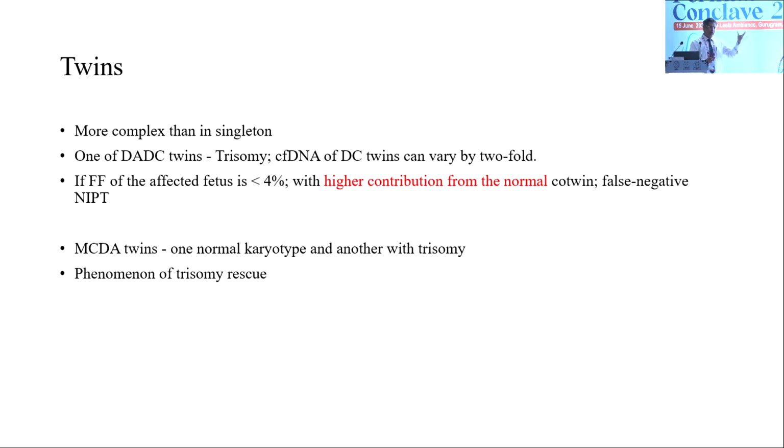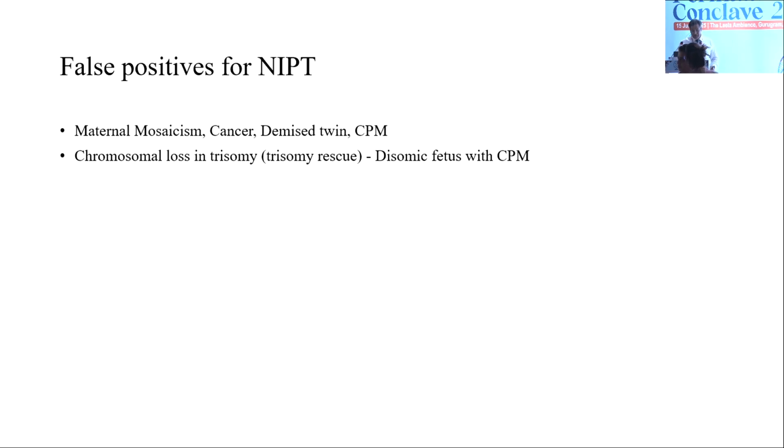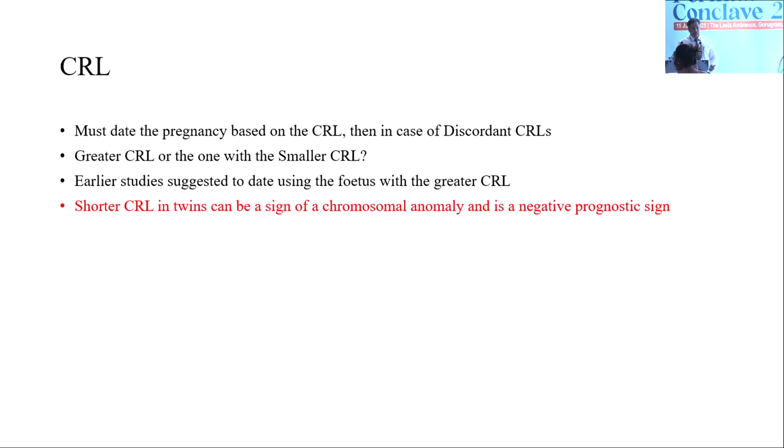So the bigger and normal DNA masks the aneuploid fetus, right? So higher contribution from a normal fetus therefore leads to a false negative. As we have discussed, we can have a trisomy rescue and we can have a maternal mosaicism. Vanishing fetuses, the CRL is also very important because if we are dealing with twins, we look at the CRL, but the CRLs are discordant. So the smaller fetus is bound to have more chromosomal abnormalities as compared to the bigger babies.